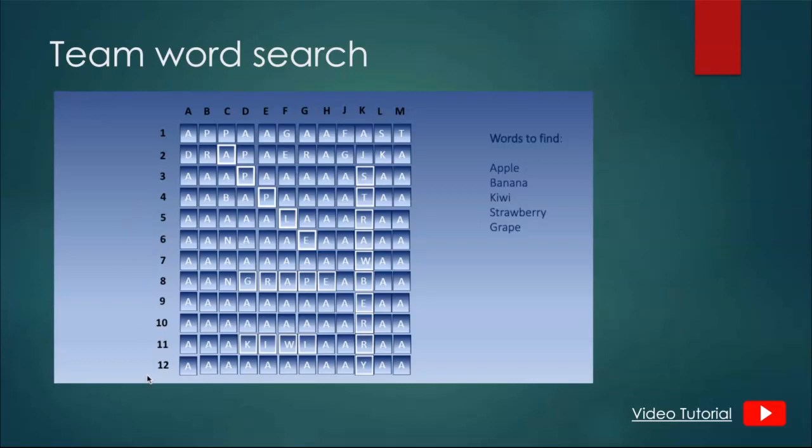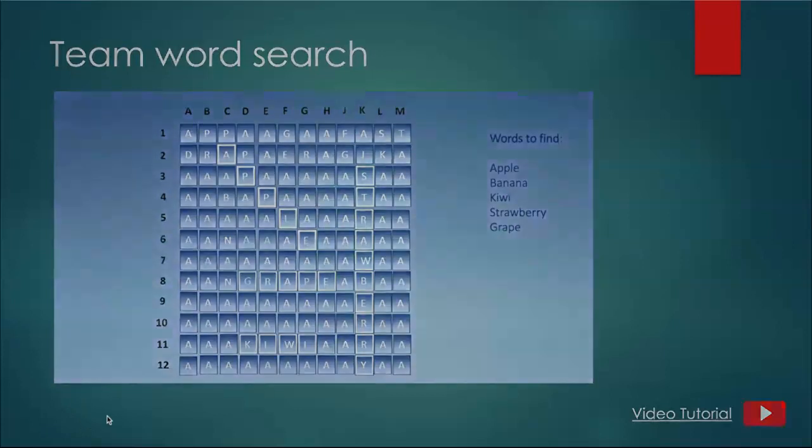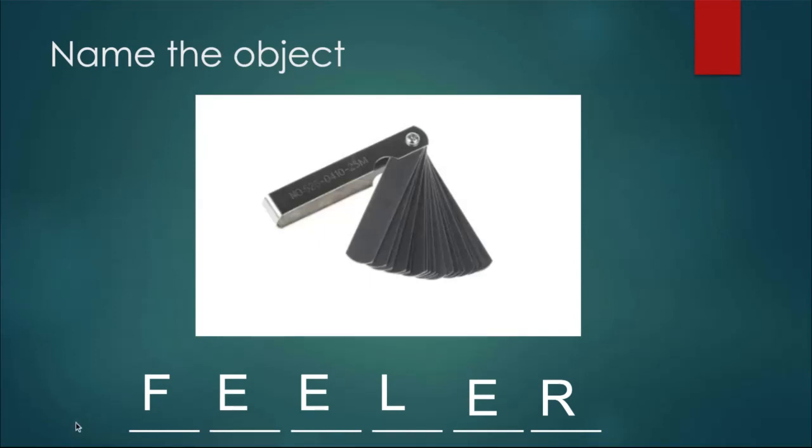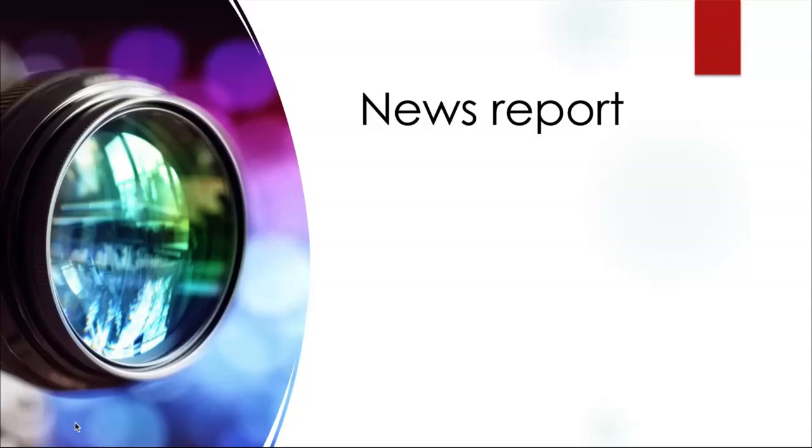at the start of a lesson or at the end of the lesson to see any knowledge retained. So that's just a few ideas within PowerPoint. Name the objects, another one. So that, for anyone who wants to know, is a feeler gauge used in engineering mechanics for setting tolerances. So as I say, they're just a few examples of how you can use something as simple as PowerPoint in an interactive way.